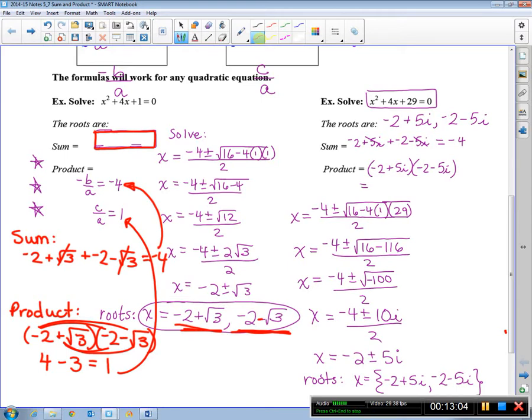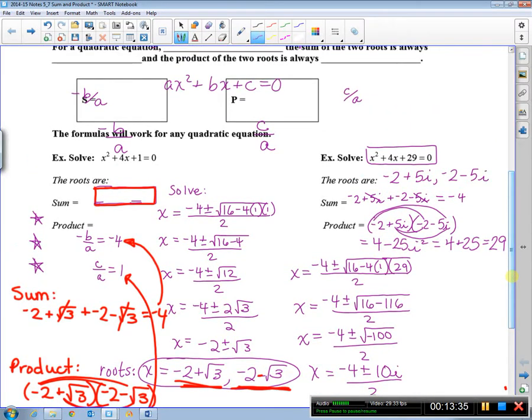I'm foiling conjugates. So negative 2 times negative 2 is positive 4. And we have drop out, and then we have 5i times negative 5i, minus 25i squared. So that's 4 plus 25, which is 29. So we've done all the work. We solved our quadratic. We found our roots. We added our roots, and we multiplied our roots.